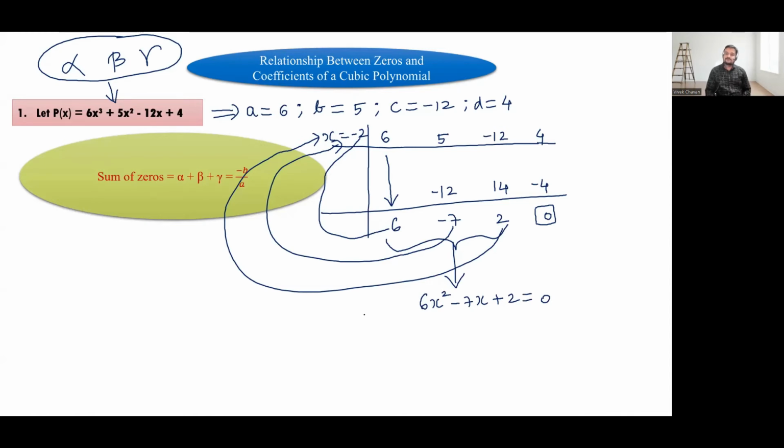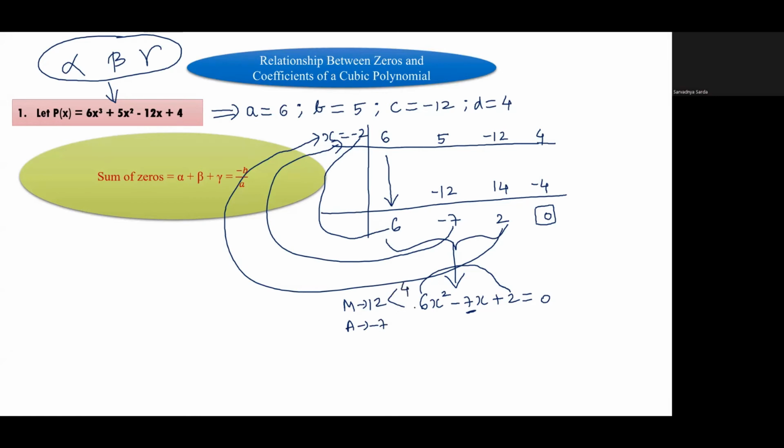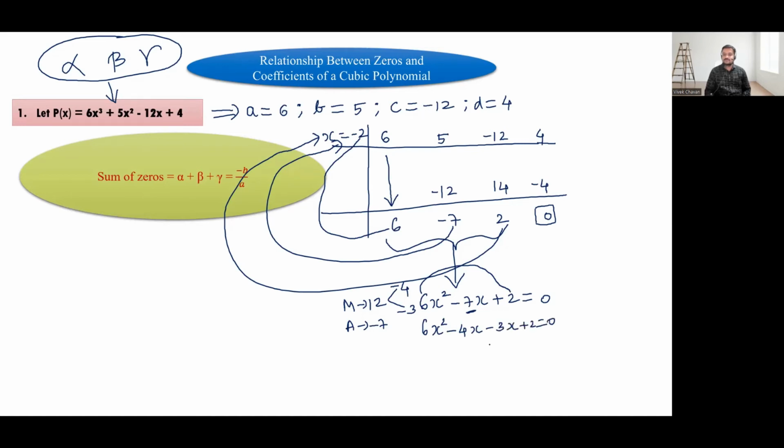What will we do? So we will begin with splitting the middle term. 6x square minus 3x minus 4x plus 2 equals 0. What do I want in multiplication? 6 into 2, so 12 I want in multiplication. In addition, I want minus 7. 4 threes are 12, and minus 4 and minus 3 make minus 7 also. So 6x square minus 4x minus 3x plus 2 will be equal to 0.